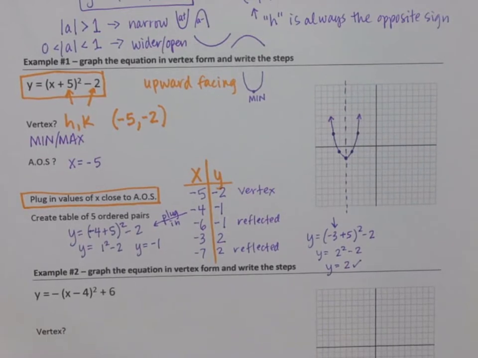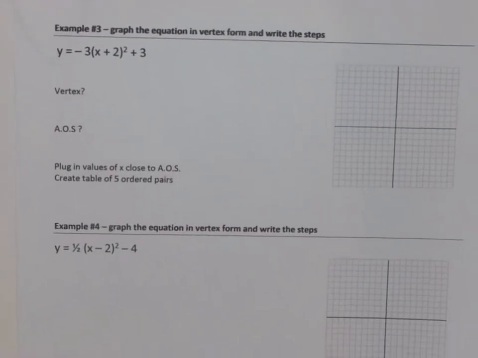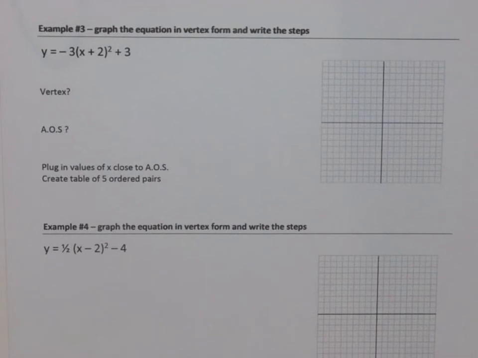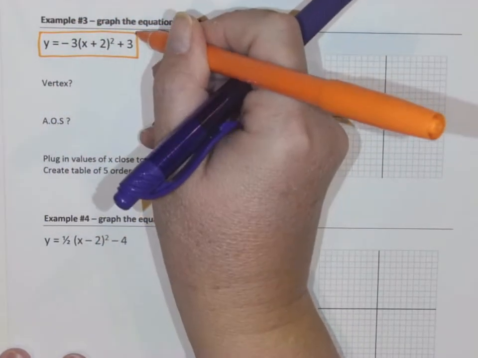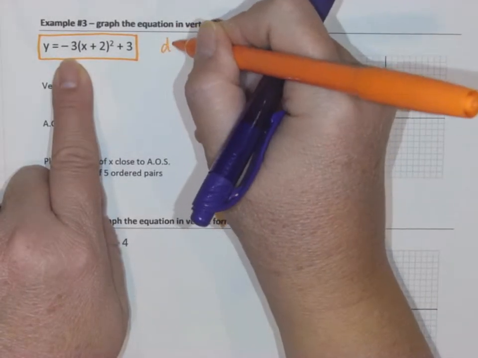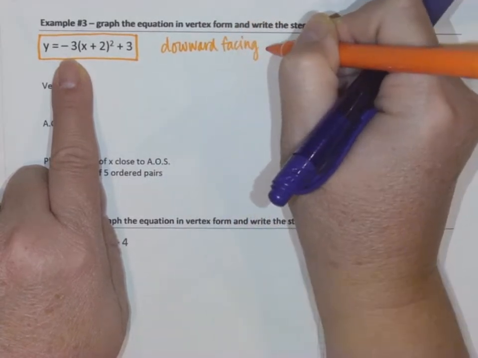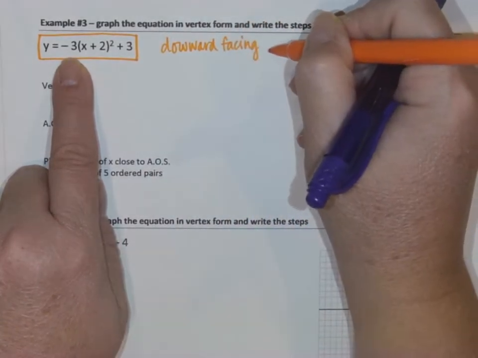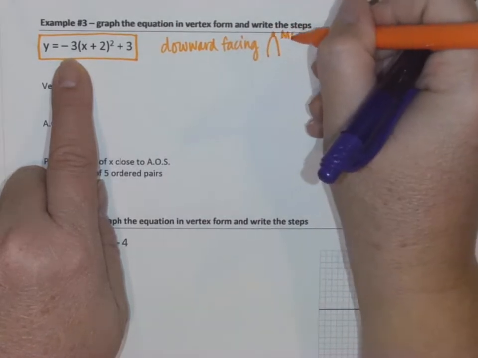Okay, I would like to show you another example. This example is going to be a little bit different only because it's negative. Okay, so let's take a look at this one. I have example 3 here. So my equation is in the vertex form. So the first thing I'm going to notice is that it's downward facing because my a value is negative. And it's also a number that's bigger than 1, so I know that this is going to come out kind of skinny-like. I am going to find the maximum as my vertex.